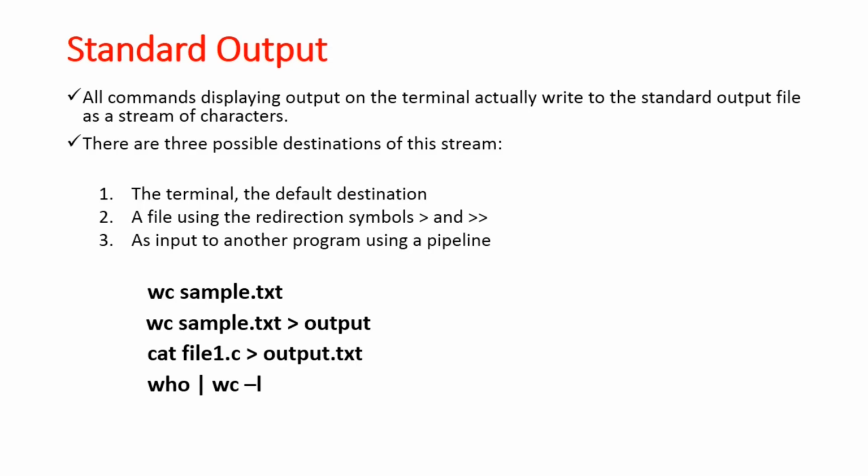Here, using a pipeline, one command gives its output to another command. In this example, who displays all the users of the system and gives the output, using a pipeline, to another command, that is wc -l, which counts the users. Now these three are the different destinations of the standard output stream.